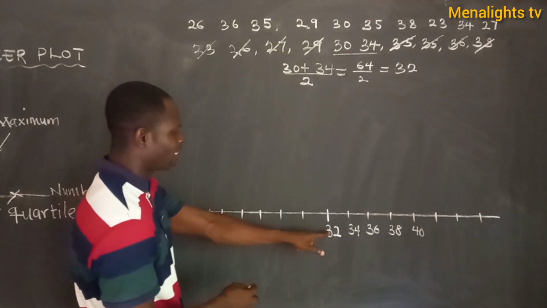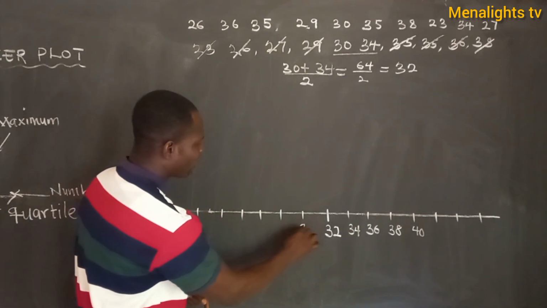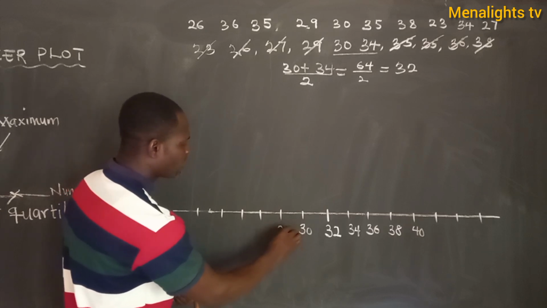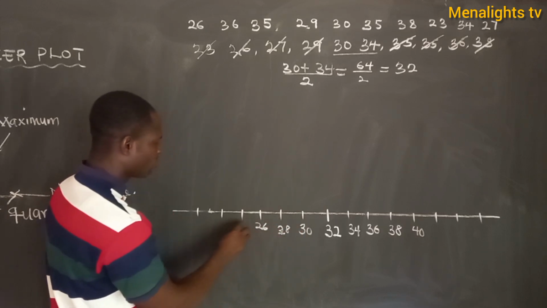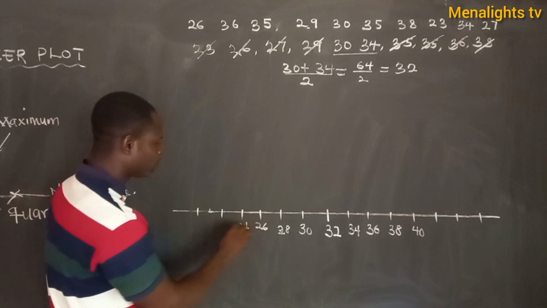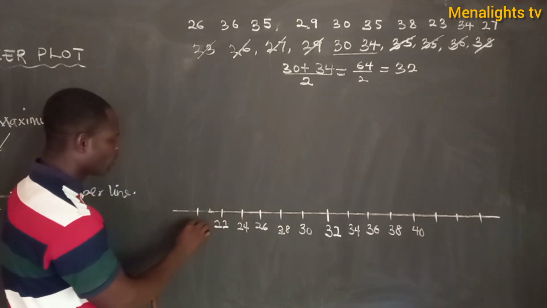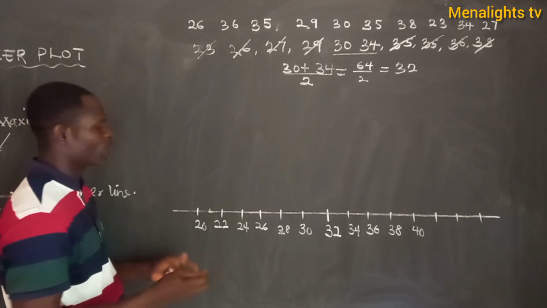So here from 32, we can have our 30, we have our 28, 26, 24, 22, 20 here, and so on and so forth.